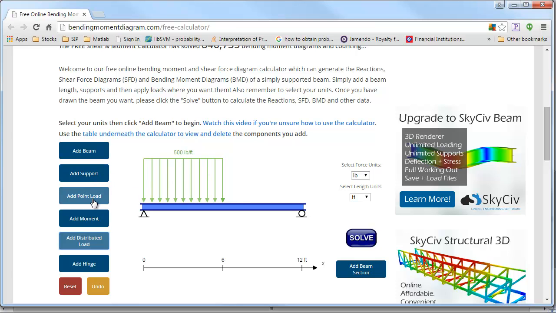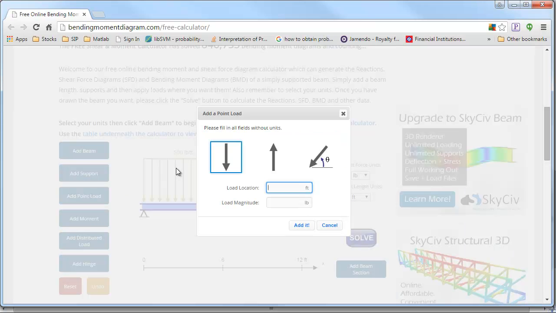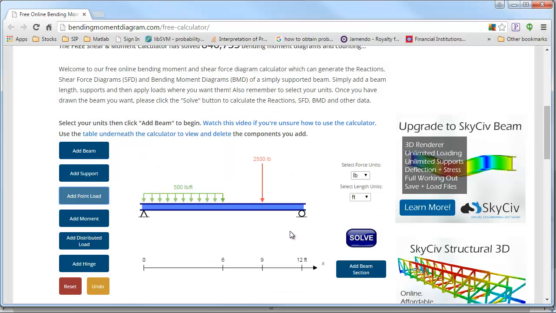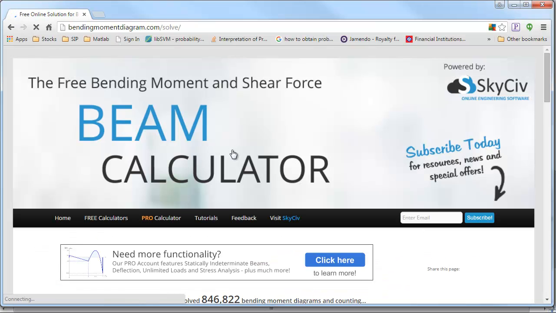Then I'll add a point load, and it's straight down. It's located at 3.69 feet. It is 2,500 pounds. So there you go. And I like this. It scaled it so that the distributed load got smaller. So, shall we solve it? I think so. And then it goes through, you'll see the little thing going through the circle up here.